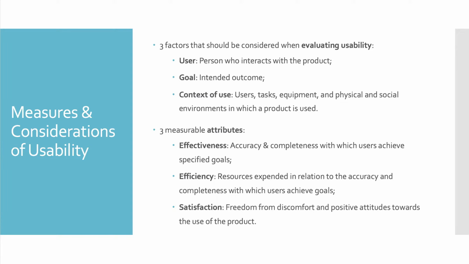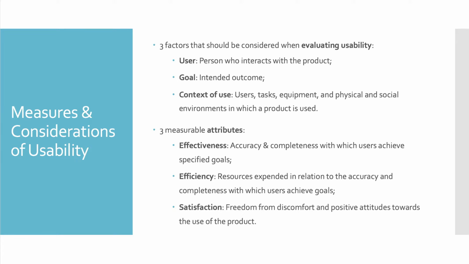And so the 3 factors that are commonly used to consider when evaluating the usability of an application are: one, who is the user that is intended to use this product or application? What is their intended goal? And then what is the context in which they are using this? And so that's where the mobility element comes into play. A lot of these usability models didn't really take into account the mobility element.